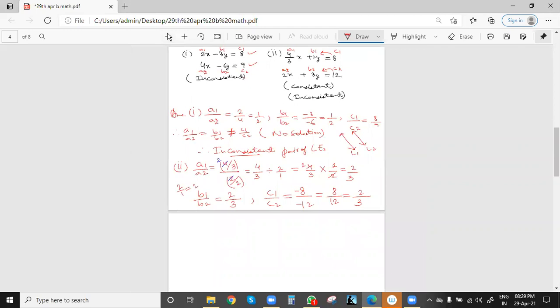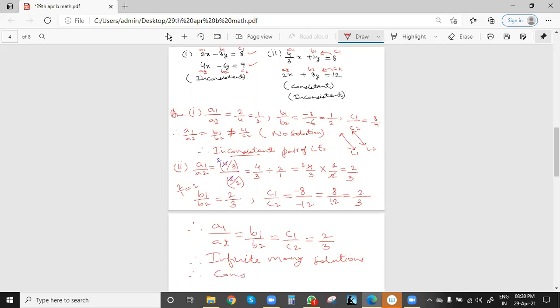Hence we can say a1 by a2 equals b1 by b2 equals c1 by c2 equals 2 by 3. All values are equal, which means the lines coincide. So we can say infinitely many solutions. And for infinitely many solutions, we have a consistent pair.